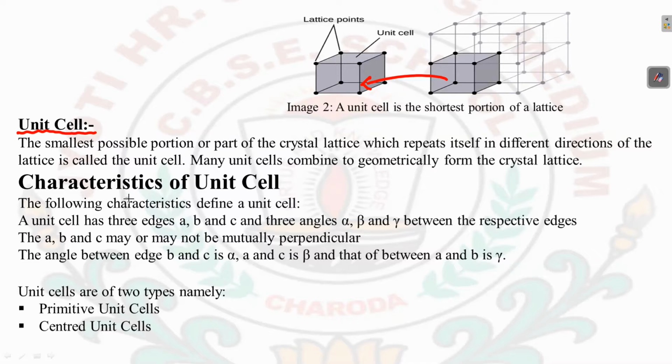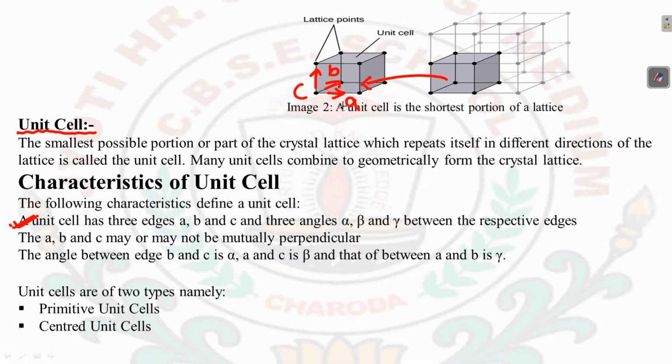Now, what are some of the characteristics of unit cell? The unit cells have three edges. Here you can see the three edges of unit cell. One is this, and the other one is this. Three edges are there. So now, if I am naming these edges like A, B, and C, three edges are being named like this: A, B, and C.